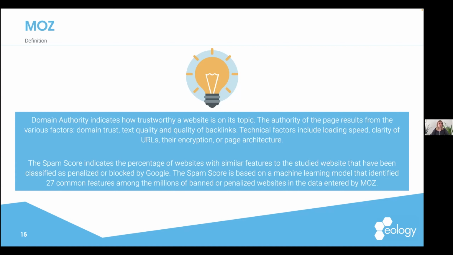Moz also offers the spam score, which indicates the percentage of websites with similar features to the studied website that have been classified as penalized or banned by Google. The spam score is based on a machine learning model that identified 27 common features among the millions of banned or penalized websites in the data gathered by Moz.